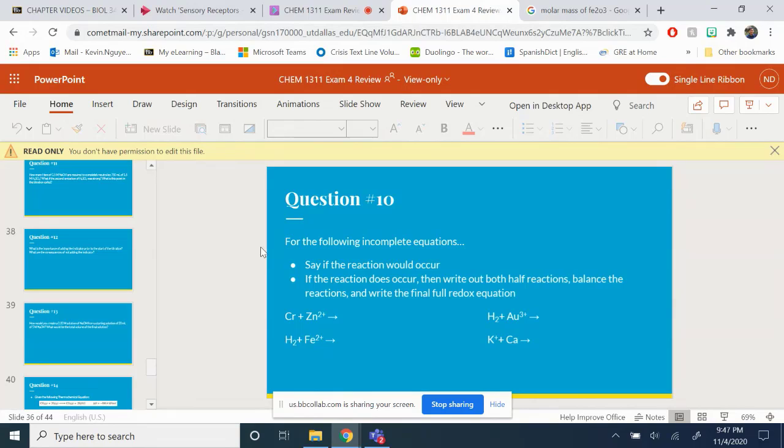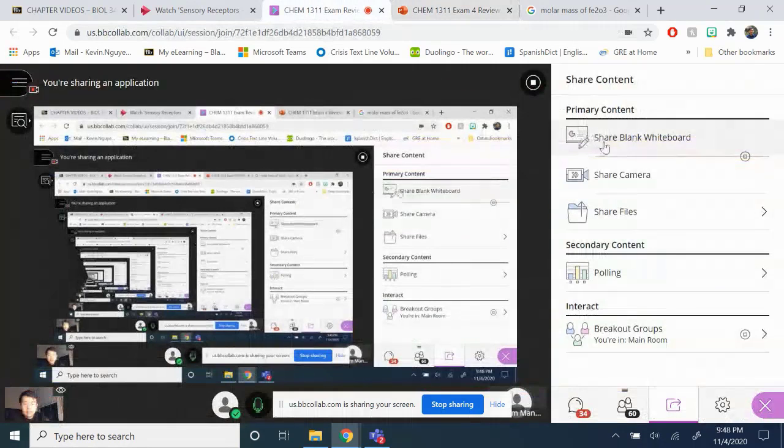You have chromium and Zn2+, right, that yields, then, H2 plus Au3+. That yields what? The full redox reaction. Okay, so let's go ahead and do that on the whiteboard. Again, we have chromium plus zinc 2+ yields. All right, so this one we're going to need to take a look at our activity series. You guys should pull one up. You can just find an activity series on Google.